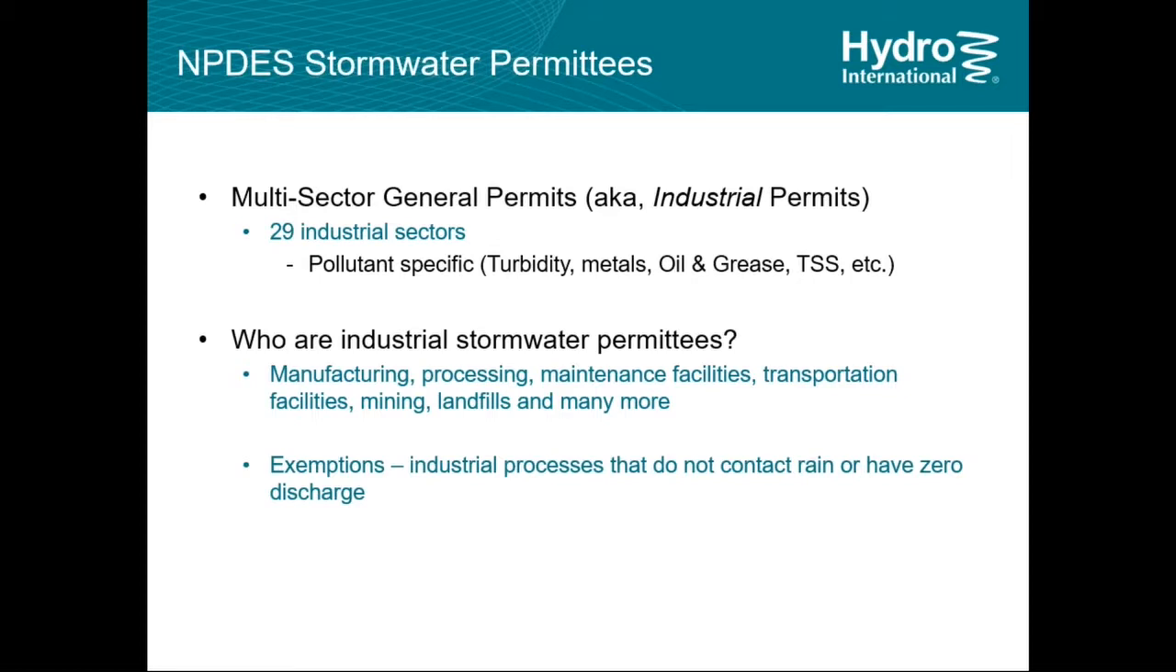There are some exemptions. I just want to mention what they are. Essentially, if none of your processes come in contact with rain, you can apply for an exemption. Or if you have zero discharge from your facility, you can apply for an exemption. So if you're lucky enough, there are some ways around it, as long as you don't discharge to a receiving water body or an MS4, or you have no contact with rain.